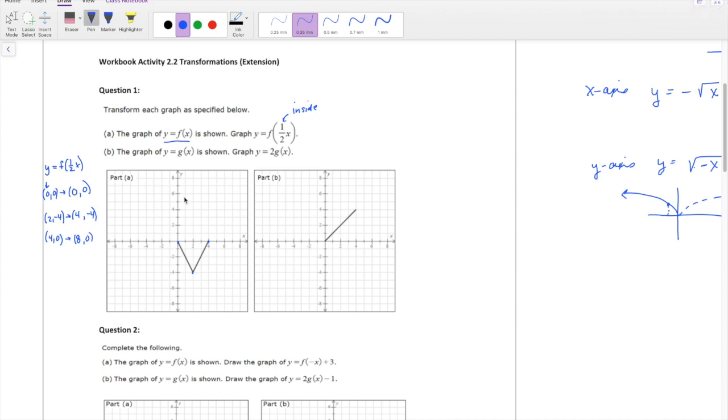Okay, so let's go ahead and plot those. (0, 0) will stay. Then we have (4, -4), which would be here, and (8, 0), which would be here. So my new graph looks like this. You can see that when you multiply the inside, what this is called is a horizontal stretch.